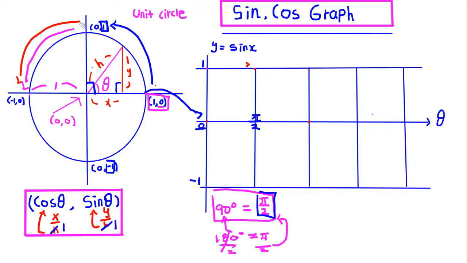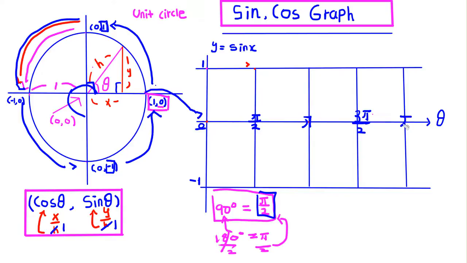If you go 90 degrees again counterclockwise, it is now 180 degrees, which means 2 times 90 degrees, so it will be pi. For the next term, if you go 90 degrees again, we're going to be at 270 degrees, and it will be 3 pi over 2. For the last point, if we go again, we have traveled 360 degrees, so it's going to be 2 pi.